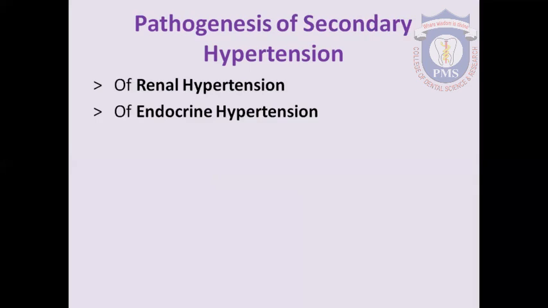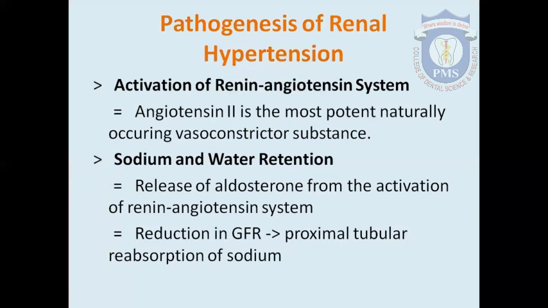Pathogenesis of secondary hypertension, which includes renal hypertension and endocrine hypertension. Now, renal hypertension. Activation of renin-angiotensin system. Angiotensin II is the most potent naturally occurring vasoconstrictor substance.